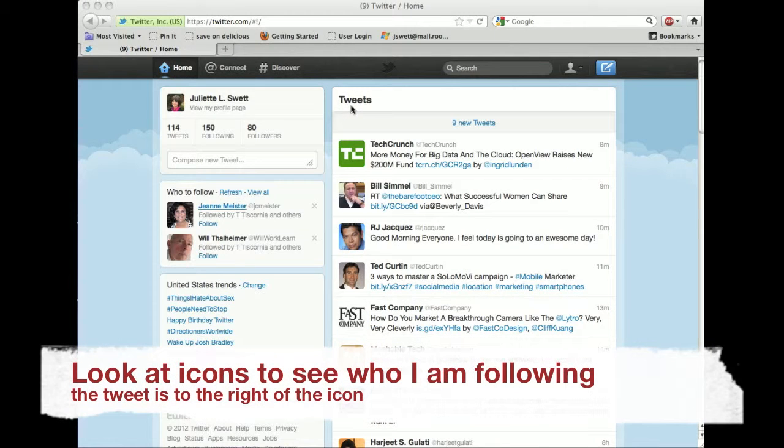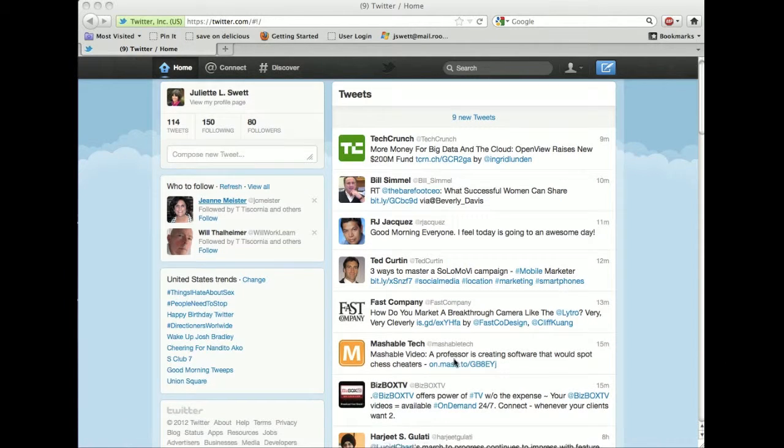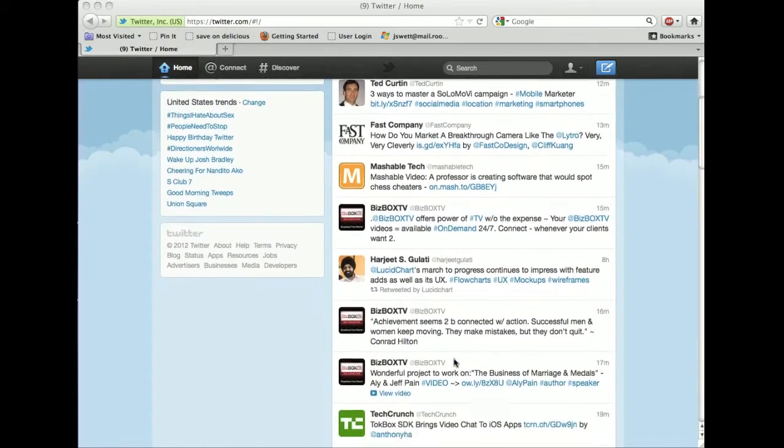Let's view the organizations and people that I'm following. You will see an icon depicting the person or organization that I'm following, and to the right of that, you'll see the 140 character or less tweet. Some of these are easier to use and read than others. Many of them have what you would call a URL or a link.